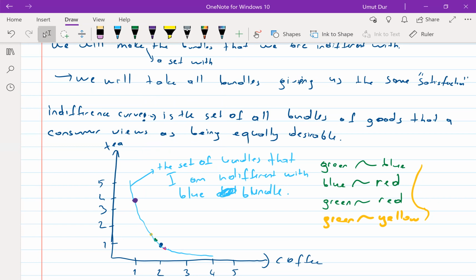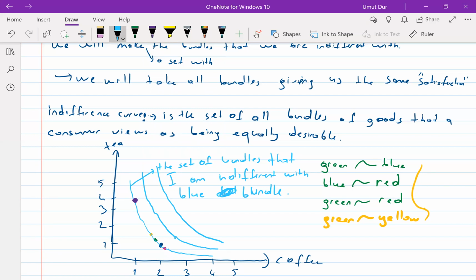So we can draw other indifference curves here. This is another indifference curve. It is just the set of the points that you are indifferent with.